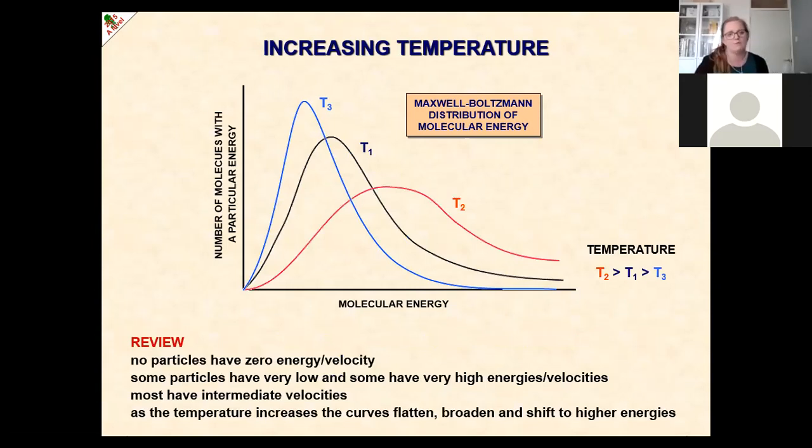The most important thing: no particles have zero energy or velocity. All particles have some form of energy. Some particles will have a very low energy, some have a very high energy and velocity, but most have intermediate. As the temperature increases, our curves flatten, broaden, and shift to higher energies. If we decrease our temperature, our curves narrow, have a higher point, and shift to lower energies.